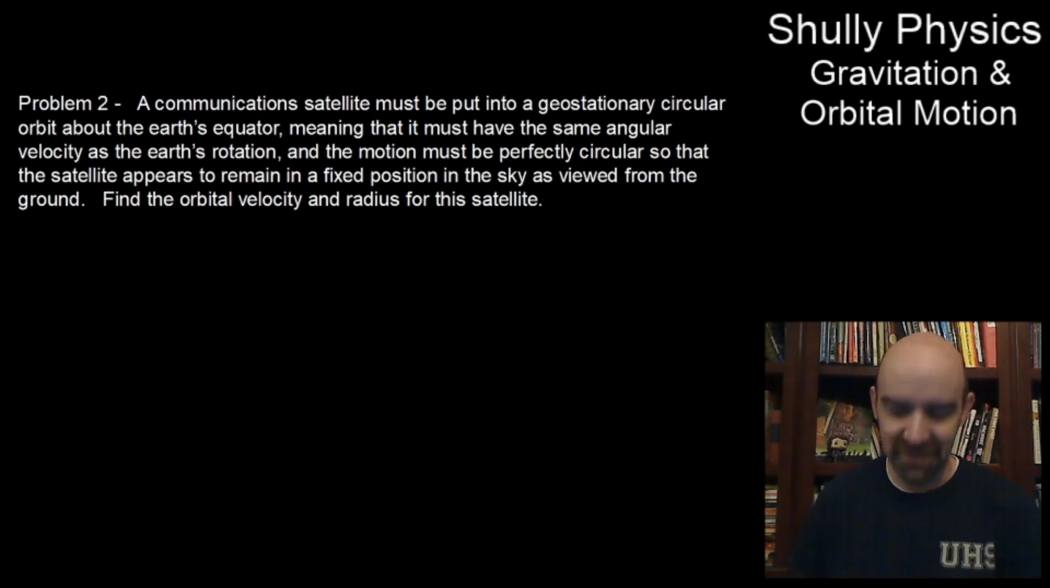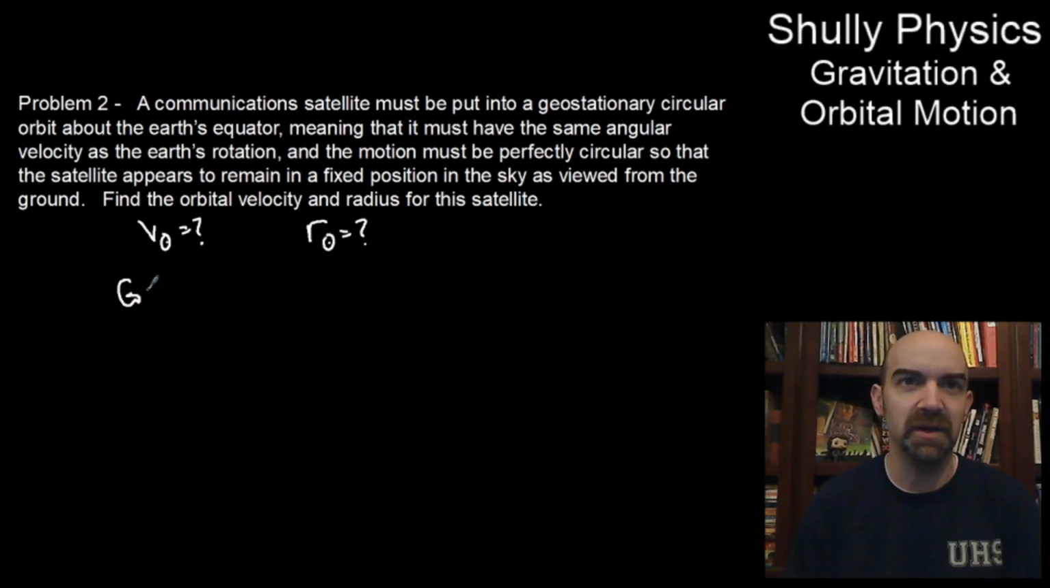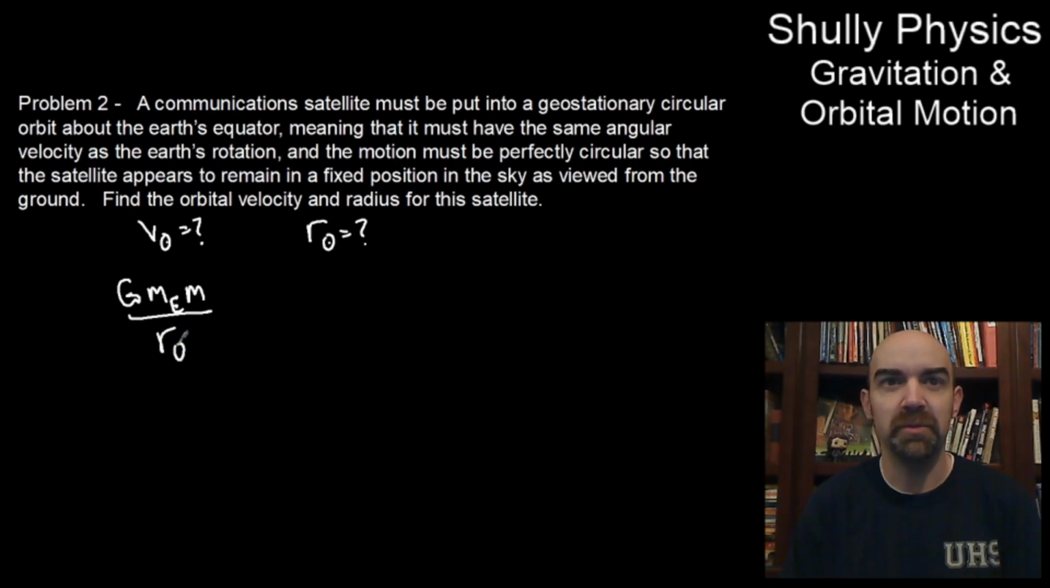Find the orbital velocity and radius for this satellite. So we need the orbital radius and the orbital velocity. Okay, let's see what's going on here. Well, you might recall that F equals ma. So we have G times the mass of Earth times the mass of our satellite, divided by orbital radius squared, and that equals the mass of our satellite times v squared over r, orbital velocity squared over orbital radius.